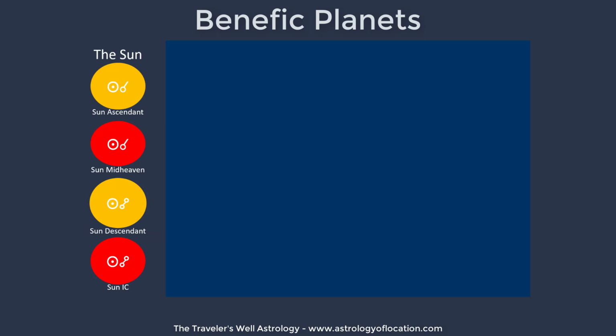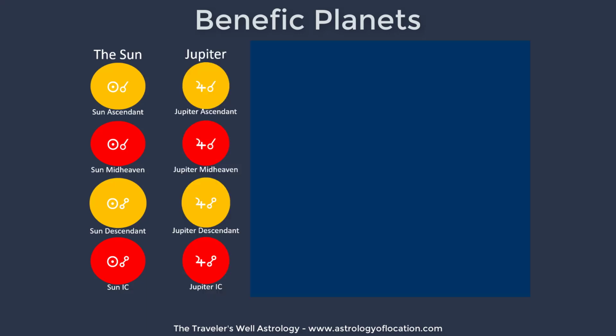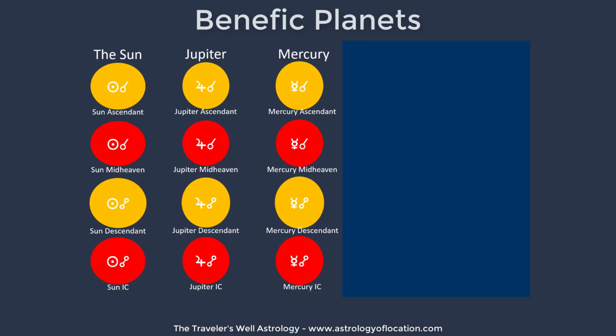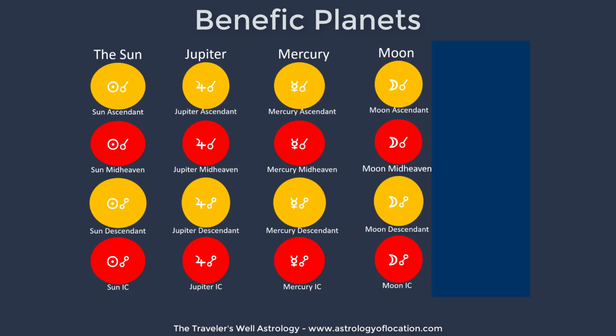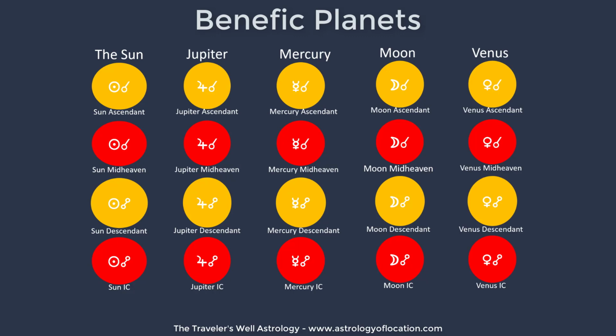Here then is an example of the sun with its ascendant, midheaven, descendant, and IC signifiers. The red color with the cannonball or barbell, and the yellow color with the cannonball or barbell. So you can see that we have the sun ascendant, descendant, midheaven, and IC. And we follow those through with the sun, Jupiter, Mercury, Venus, and the moon.